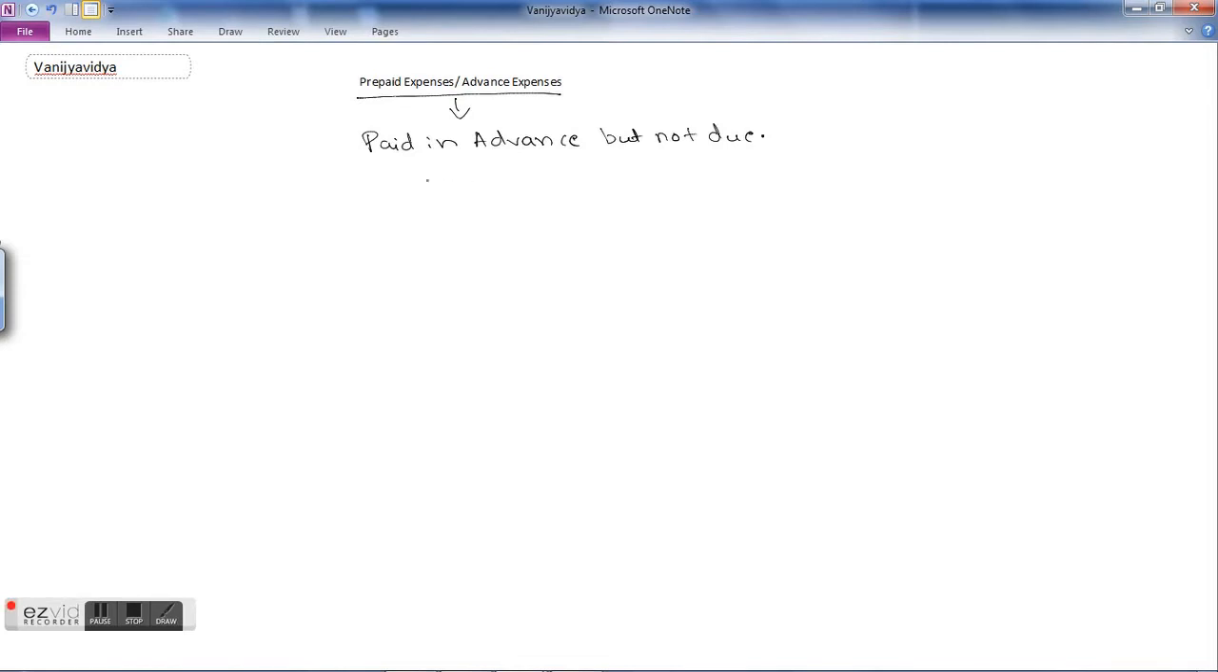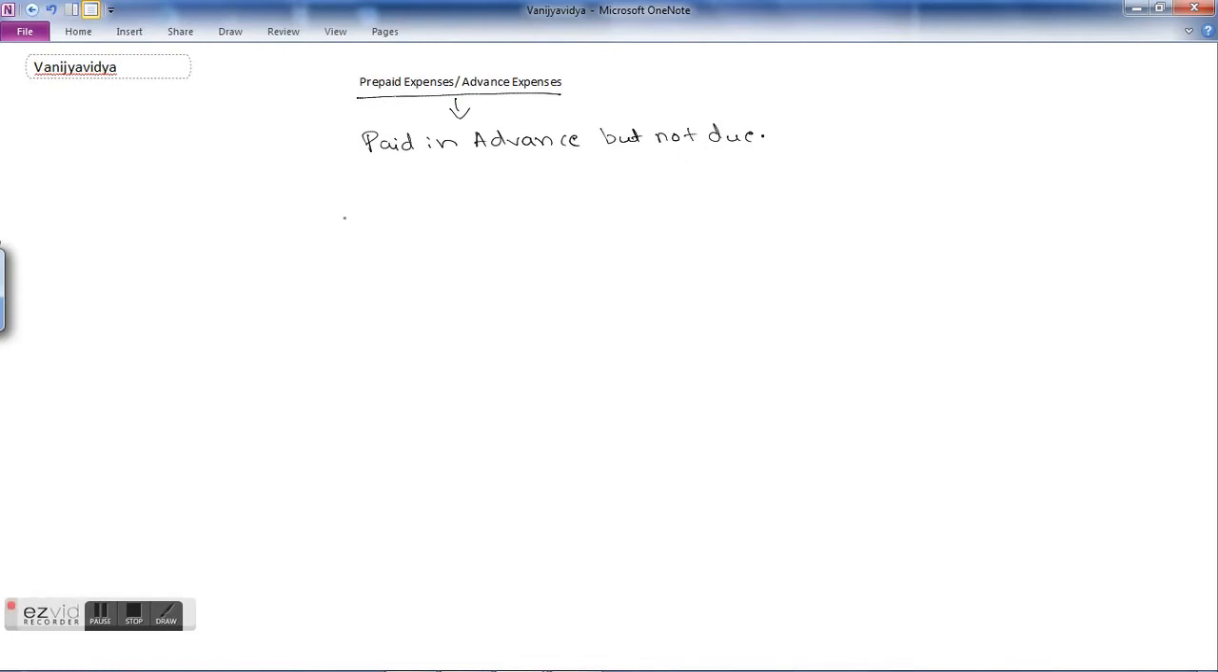comes to your home, he has the coupon system. So what does he do? He comes at the beginning of the month, he'll give you some coupons, say 30 or 45 liters depending on your requirement, and he takes the advance from you for the month. That is nothing but an example of prepaid expense or advance expense.